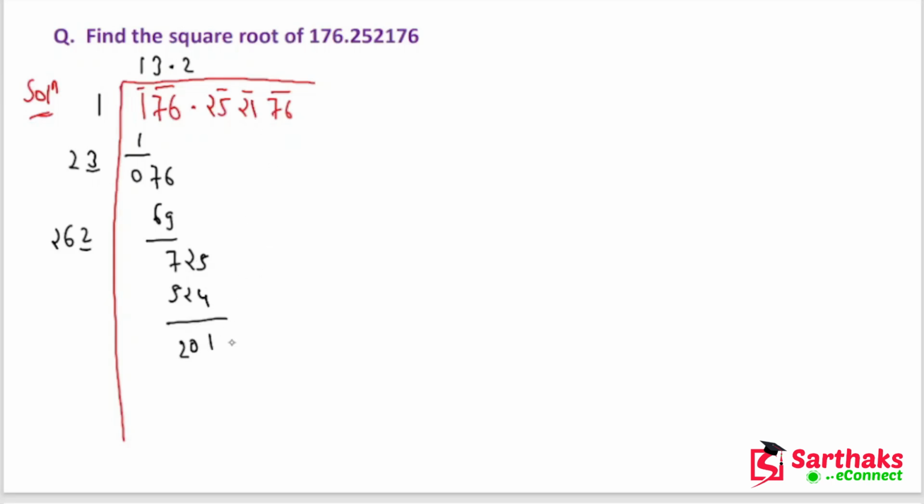102. Then we bring down the next period, which is 21, and doubling this we get 264 and we leave a blank, and it would be 7 times. So we will get 18529. Subtracting them we will get 1592 and we bring down the last period, which is 76.